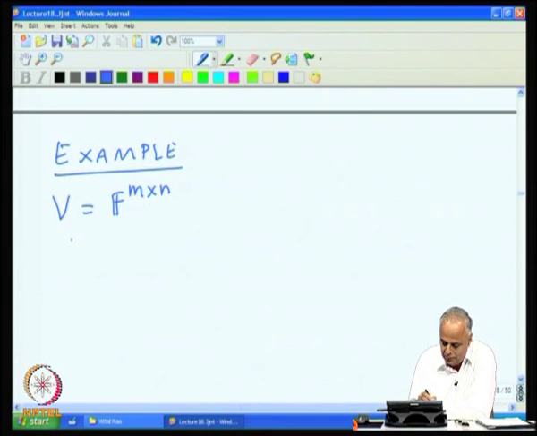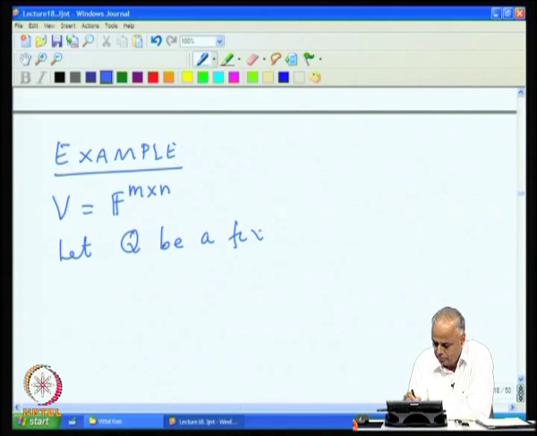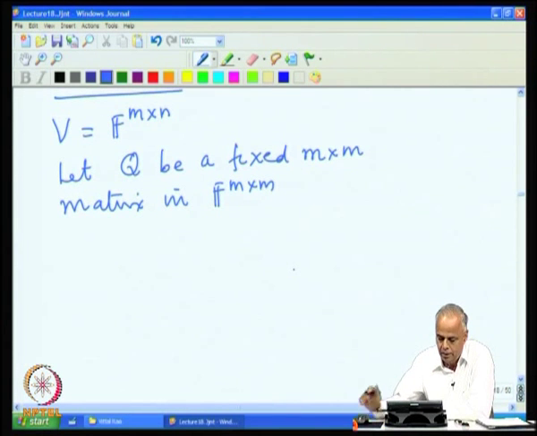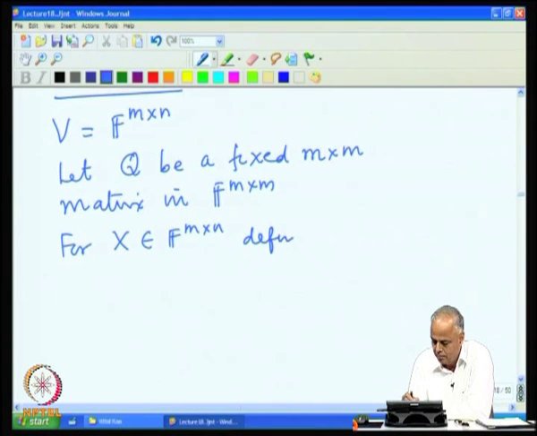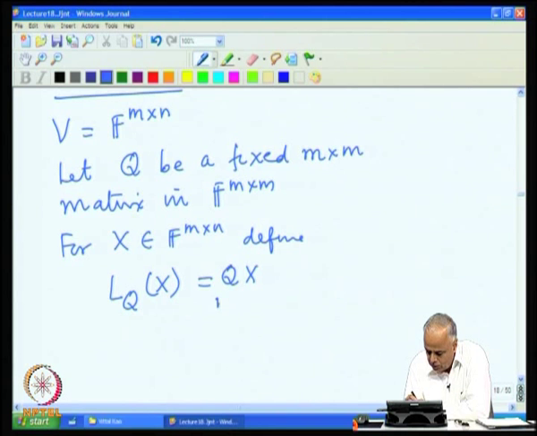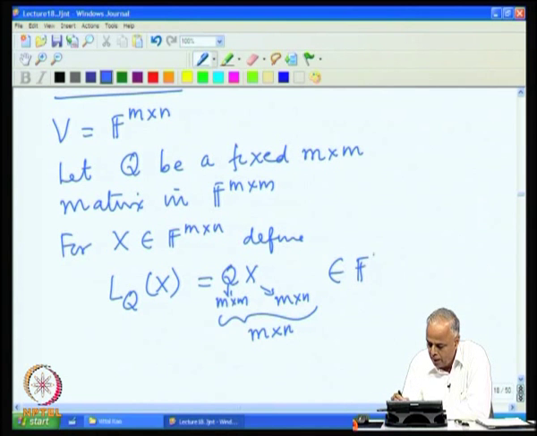So, I have to take an M by M matrix. So, let us take Q to be a fixed M by M matrix in F^(m×m). Then for X in F^(m×n), define L_Q of X. Again, L is left multiplication by what? Q X. This is perfectly okay because Q is M by M and X is M by N. So, the product is going to be M by N. So, this belongs to F^(m×n) for every X in F^(m×n).